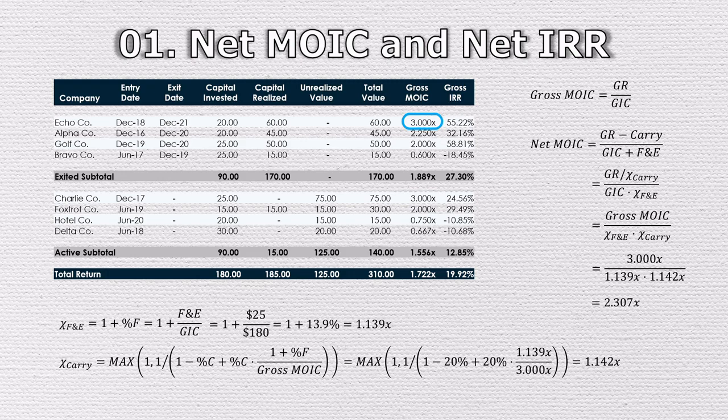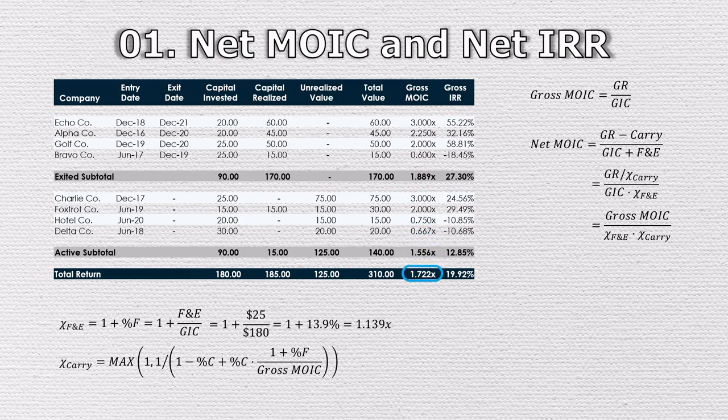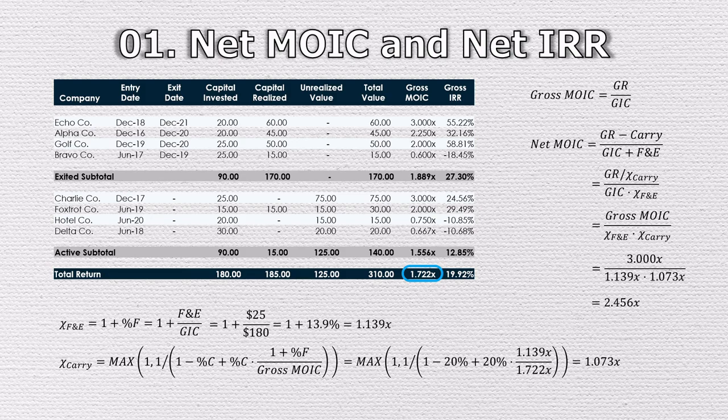If we want a pooled net return, where Echo Company's carry is influenced by the returns of other deals in the portfolio, then we plug the portfolio's gross multiple of 1.722 into the formula. This gives us a pooled carry multiplier of 1.073, and when we plug it into the net multiple expression, we get a pooled net multiple of 2.456.